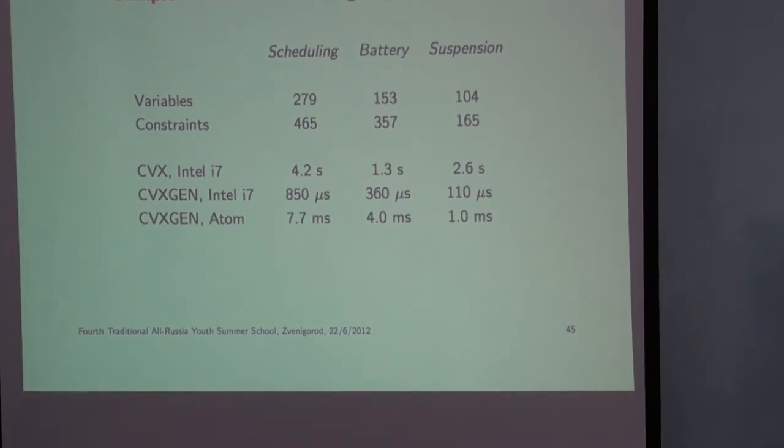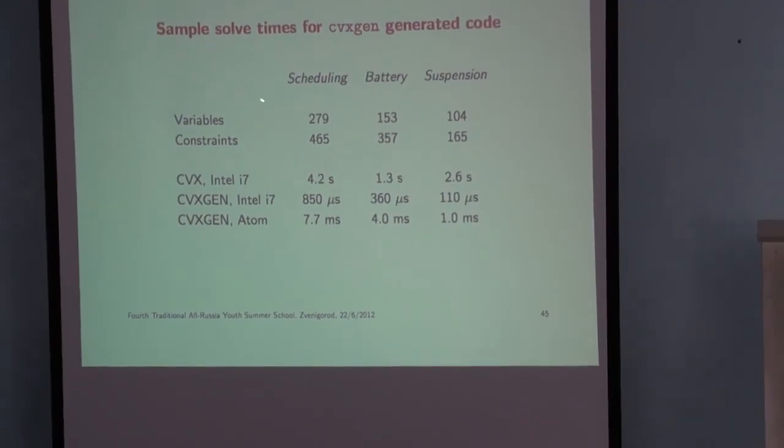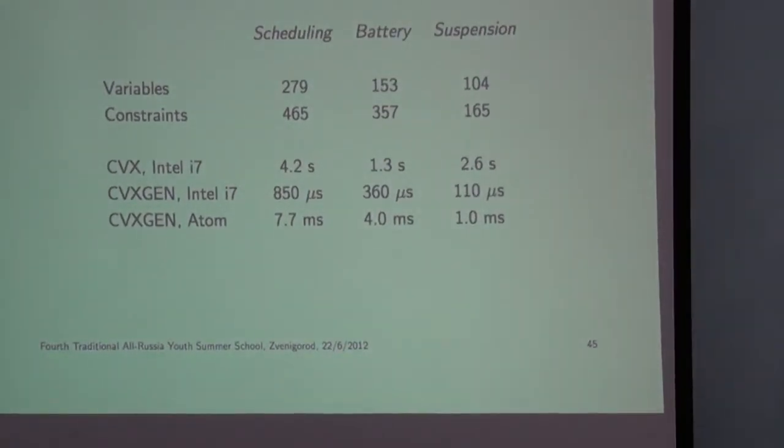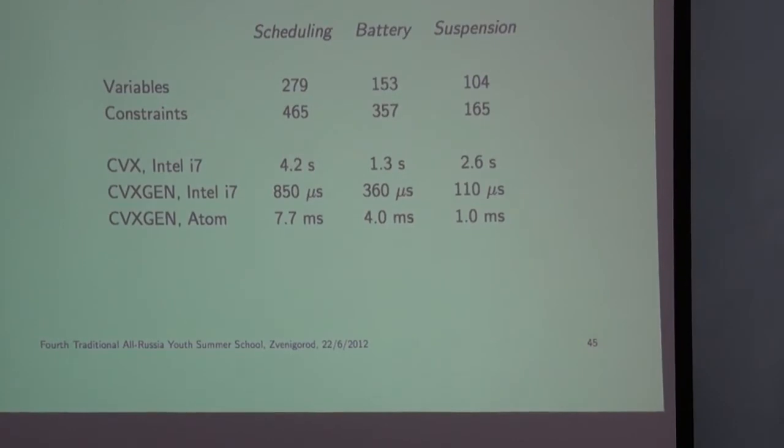And here are some examples. These are out of date. I'll say what the real numbers are. So these are just, I forget what scheduling is. Battery is some optimal charging of a battery in a hybrid vehicle or something. Suspension is an active suspension problem. It doesn't matter what it is. But these are problems with a couple of hundred variables, a couple of hundred constraints.